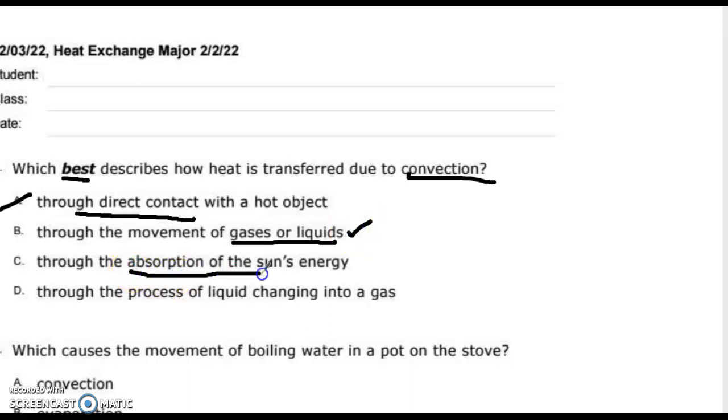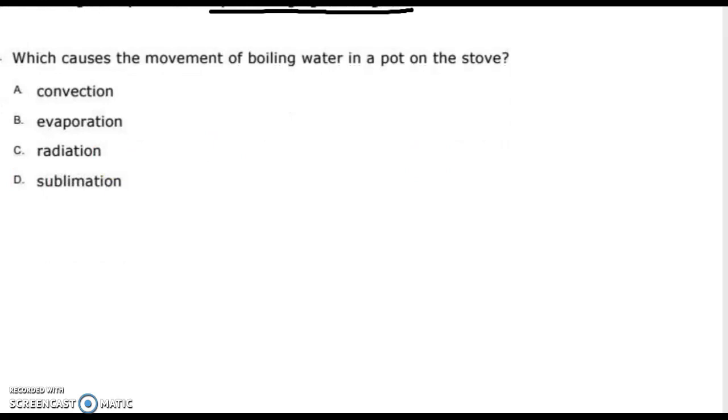Through absorption of the sun's energy, that would be radiation, so it's not C. Through the process of a liquid changing to a gas, that is called evaporation, so it's not this. Again, the best answer is B. I don't think you should have missed number 1.